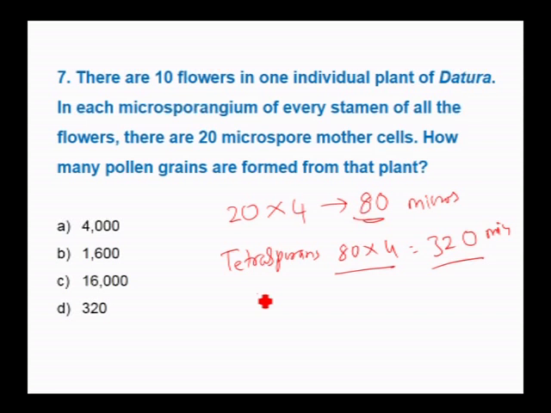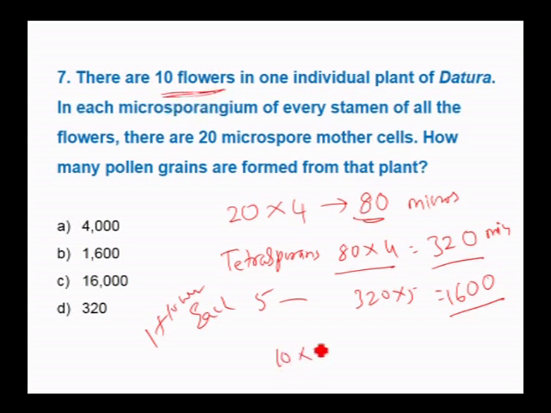Each flower has 5 stamens. Therefore, 320 into 5: 5 zeros are 0, 5 twos are 10, 1. It is 1600 for one flower. But how many flowers? 10 flowers. Therefore, 10 into 1600, it will be 16,000 microspores.